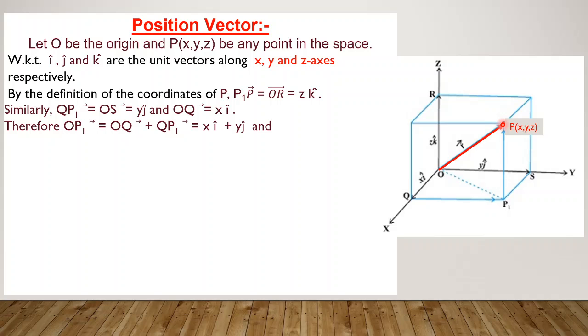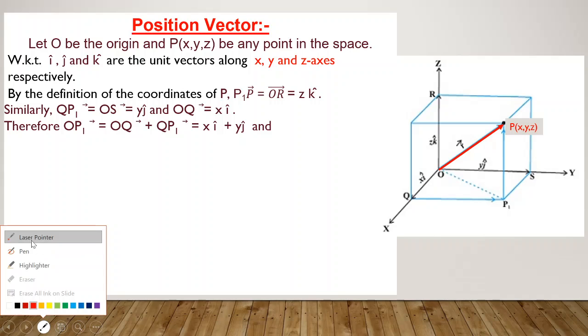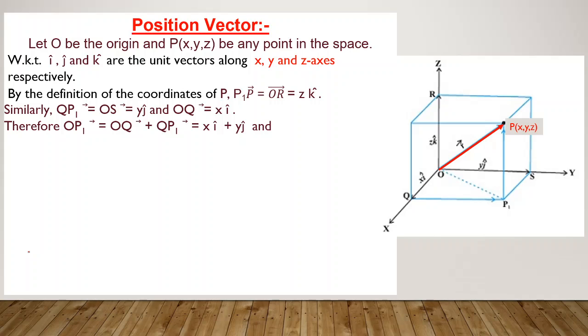Now please have a clear picture. Here OQ will be xi. Then what will be QP1? The QP1 will be yj, correct? Because this is parallel and equal to this one. So QP1 is equal to yj, and OQ is equal to xi. This is xi and QP1 is equal to yj.